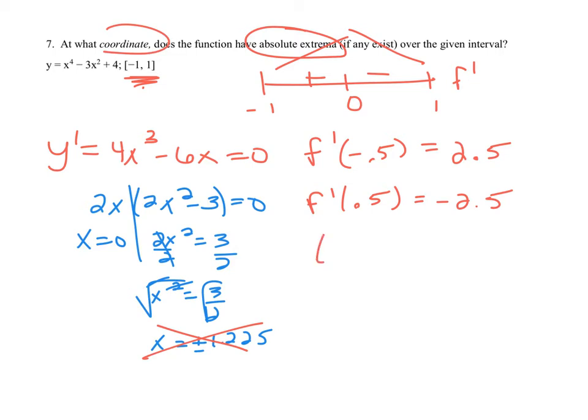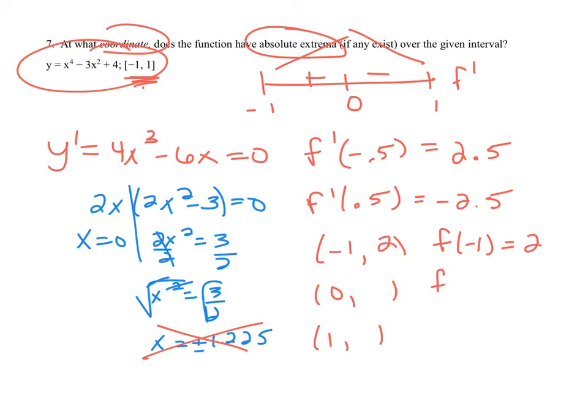So what I'm going to do is put negative 1 comma something, 0 comma something, and 1 comma something. And those comma somethings are going to come from the original. So I'm going to plug in these x values to get my y values from the original. I'm going to plug in f of negative 1, and that's going to give me 2. So this coordinate point is (negative 1, 2). I'm going to get f of 0, and that gets me 4. And then when I plug in f of 1, that also gets me 2, which is kind of interesting because these two values are the same value of a minimum.